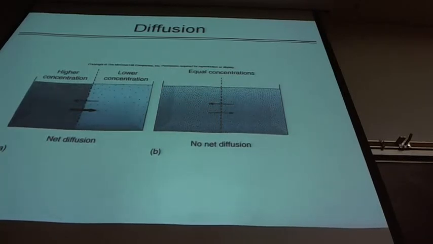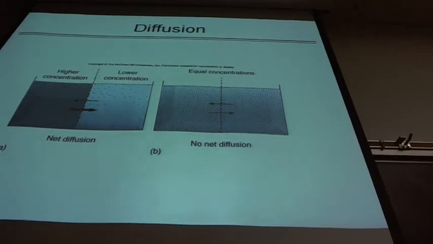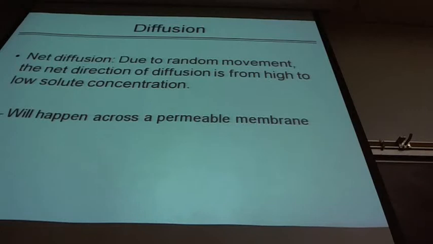What's happening here is, this is not a membrane, but we've got a higher concentration here, lower concentration here of whatever, little black balls. And through diffusion, it evens out. Here there's a net diffusion from this side to this side, and then when you hit the equilibrium, there is no net diffusion. They do go back and forth, but there's no concentrating on one side or the other. Net diffusion, due to random movement, the net direction of diffusion is from the high to the low solute concentration.